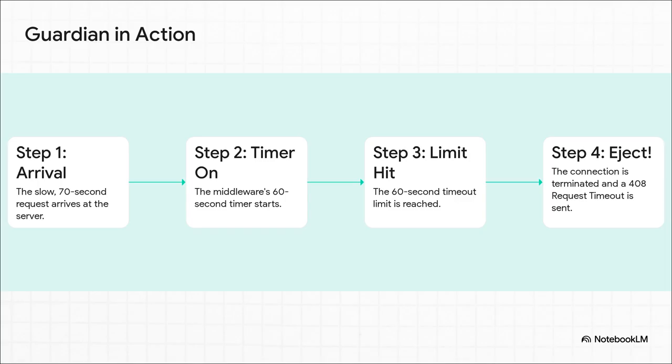The slow 70-second request shows up. The middleware says, okay, you've got 60 seconds, and starts the clock. The second that timer hits 60, the middleware doesn't even hesitate. It just cuts the connection, throws the slow request out, and sends back an error message. And just like that, the server is free again to help out the legitimate users.